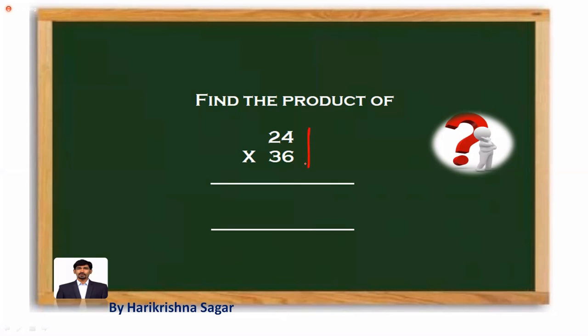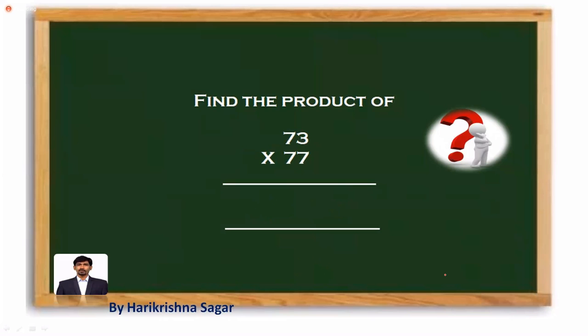24 into 36, 6 into 4 is 24. 6 2s are 12 and 12 plus 12 is 24. Again 3 into 2 is 6. Take 4, send it as carry. 4 2s are 8, this is giving a result as 26. Send 2 as carry. Finally 864 is the answer. So that's how you can find out.